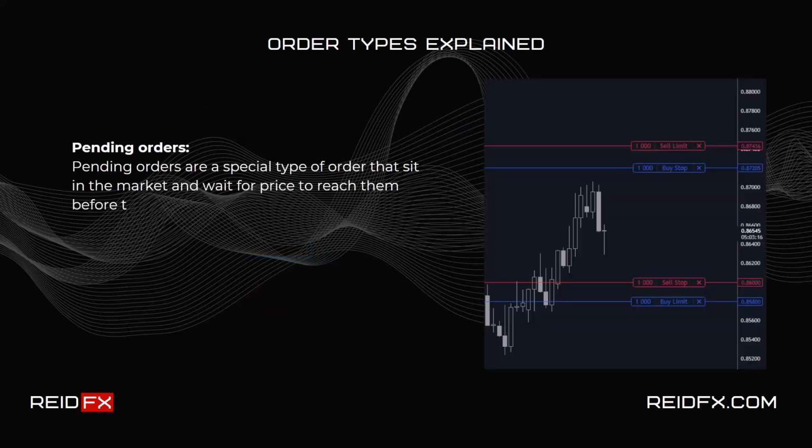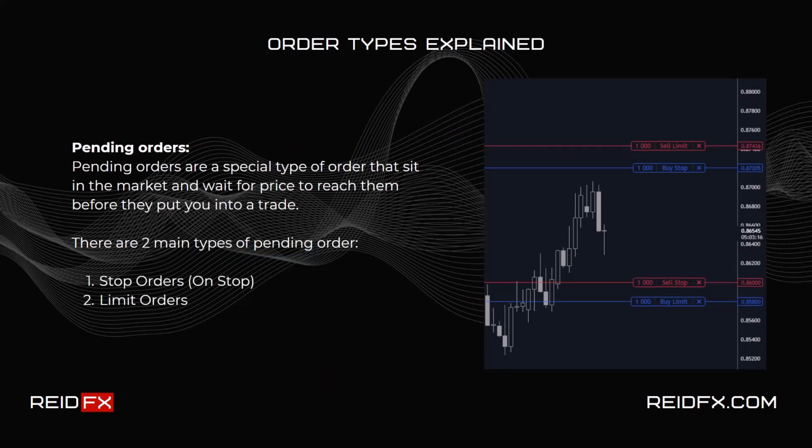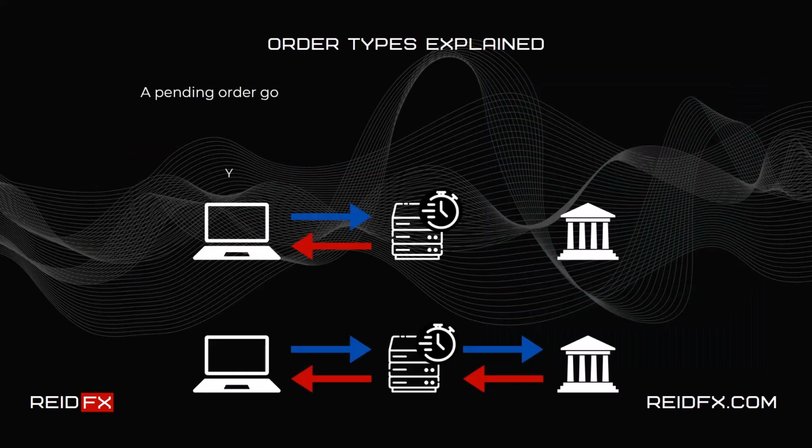Pending orders. So pending orders then are a special type of order that sit in the market and wait for price to reach them before they put you into a trade. Now there's two main types of pending order. The first are stop orders, sometimes called on-stop orders, and the second are limit orders. Now let's have a look at the journey that they go on.